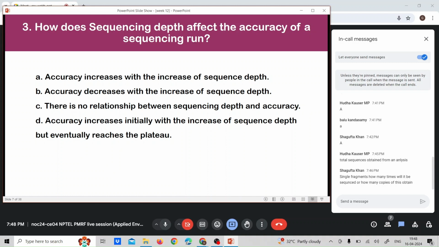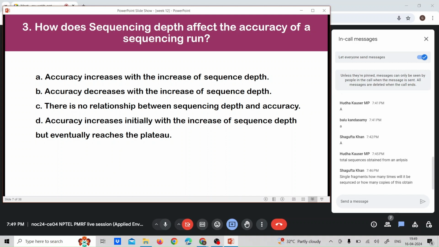But when you think logically, you are given a set of sequences, and however many times you sequence the same position, at one point you are very thorough that this is what is going to be in that place. Even after knowing it so thoroughly, if you sequence the same position again, the sequence depth is going to increase, but there is no change in the result that you obtain, right?